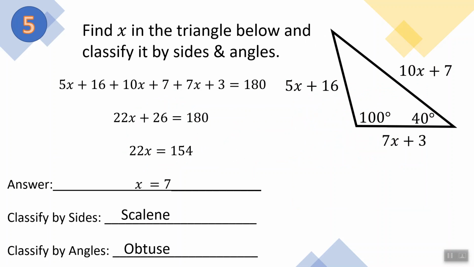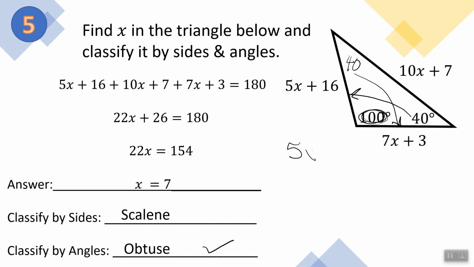Find x in the triangle below and classify it by its sides and angles. First and foremost, the angle is correct because this is 100. Solving it out, the student took the angles on the inside of the triangle adding up to 180 and used side lengths. With this being 100 degrees for the vertex angle, that makes this angle 40 degrees, which means the sides opposite are congruent.